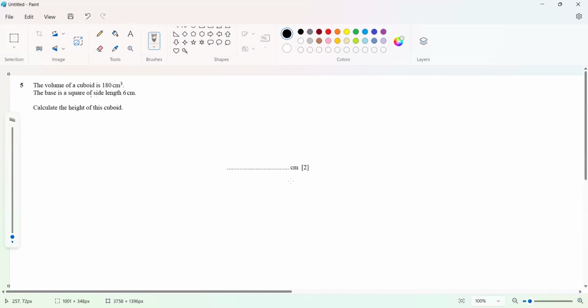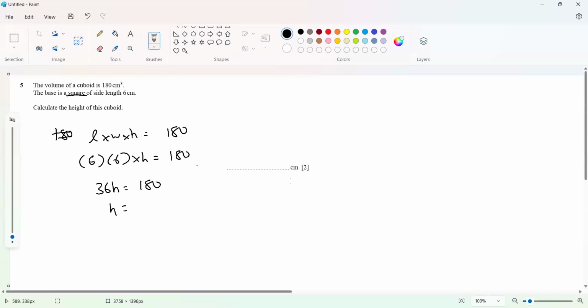So the base is a square. Length times width times height is 180 cm cube. In other words, this is 6 multiplied by 6 multiplied by height equals 180 cm cube. So that's 36H equals 180. So H equals 180 divided by 36, dividing by 36 on both sides. So that is H equals 5. Right, so we have H equals 5 cm.